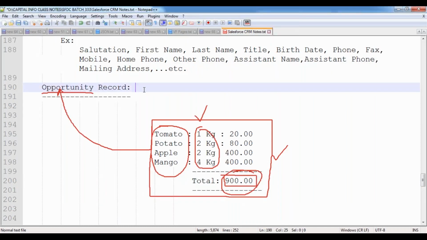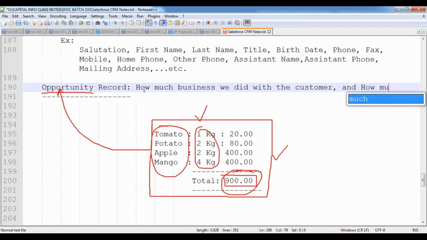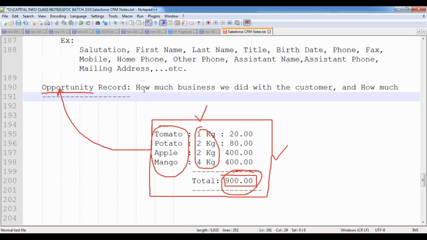Okay, so now the opportunity record contains how much business we did with the customer, and how much revenue we have generated from the customer. This whole information is available as part of your opportunity record. So opportunity is always dealing with money.